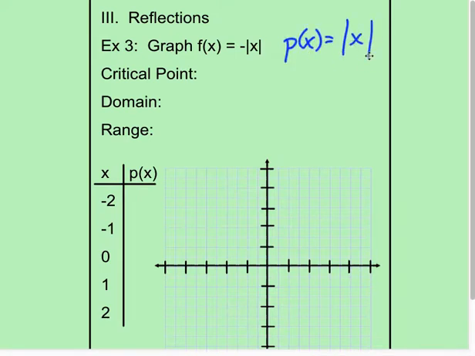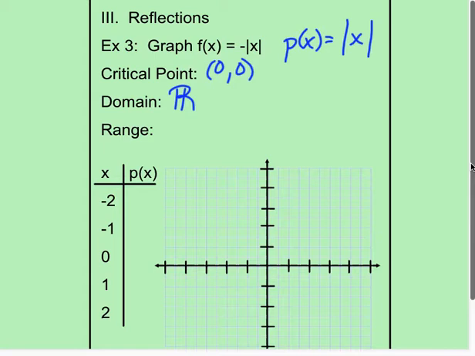In this case, we've got the absolute value of x. Because it's just a reflection, that critical point doesn't change. So for absolute value, that's the origin. Domain doesn't change with reflection. So for the absolute value, we've got all real numbers for our domain.